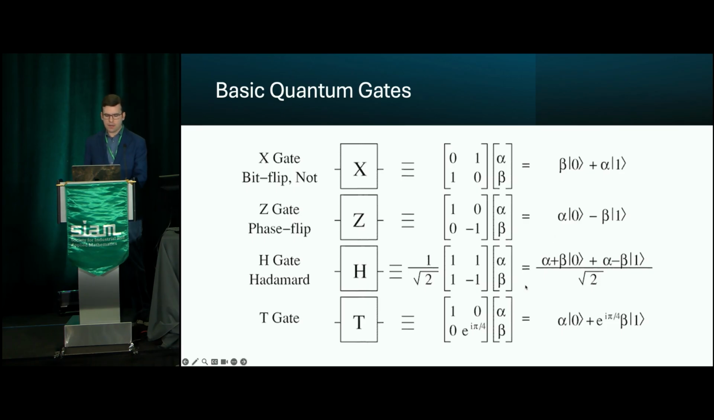A few other ones, Hadamard gate. Hadamard gate is a super important gate because it allows you to take a state, for example, 1, 0 or 0, 1, and basically can create a superposition of those two states with equal probabilities.